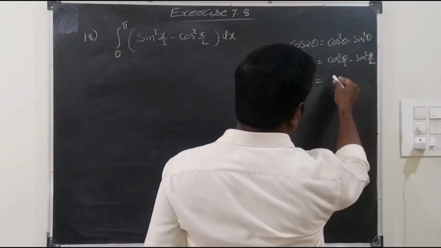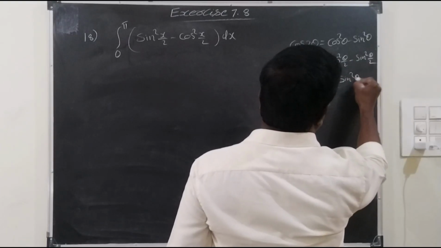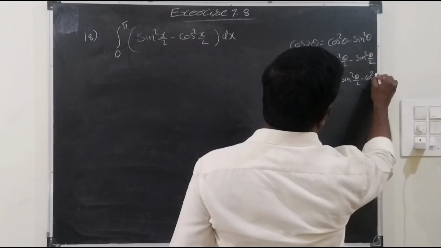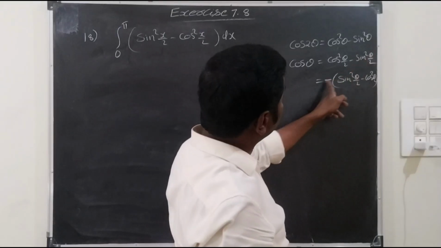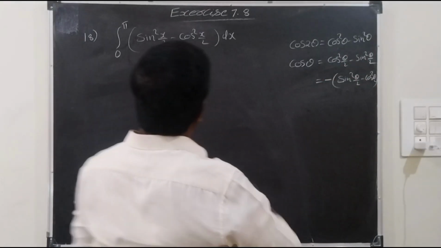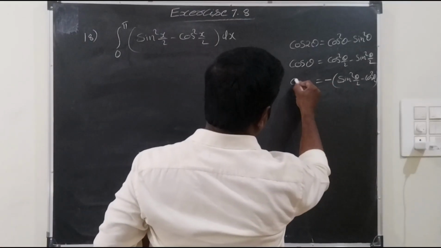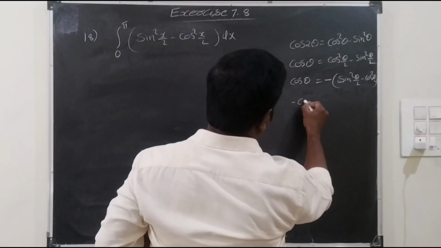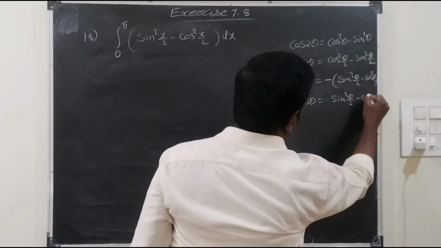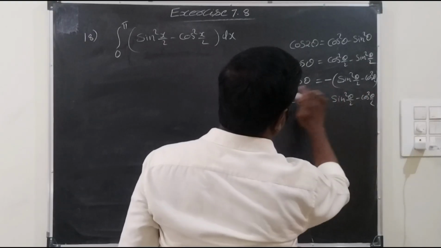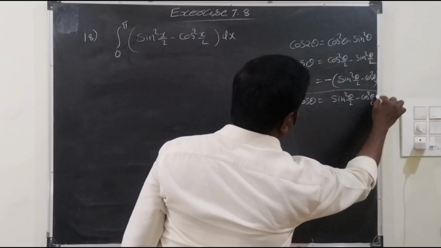If you take minus common, that means minus of sin square theta by 2 minus cos square theta by 2. I take a minus common: minus into sin square theta by 2, minus of minus is plus cos square theta by 2. So we are having sin square theta by 2 minus cos square theta by 2. This is cos theta. If you shift the minus to this side, minus cos theta is equal to sin square theta by 2 minus cos square theta by 2. That means both sides multiply with minus: minus into cos theta, minus of minus is plus. Now this is our situation.